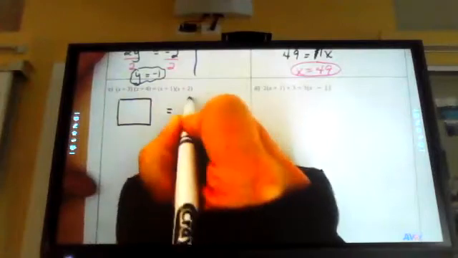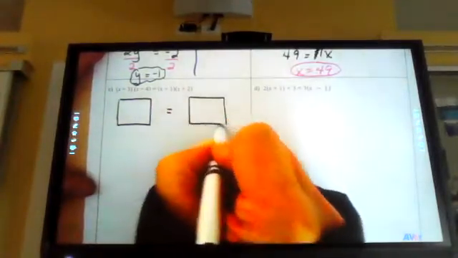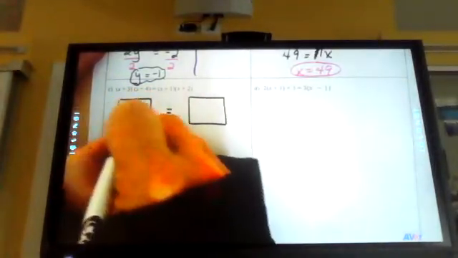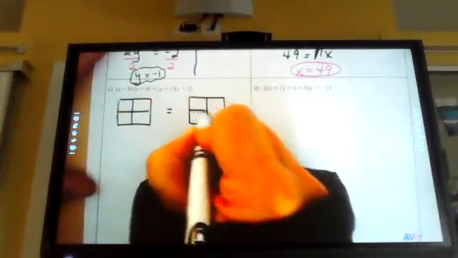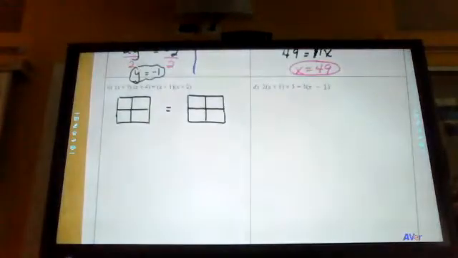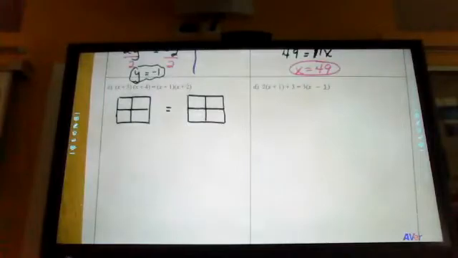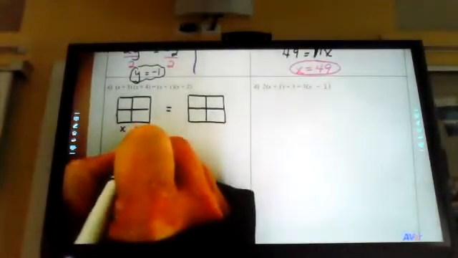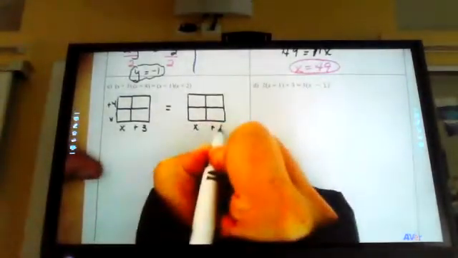So what I'm going to do is rewrite these guys to help me understand the problem better. If the way it looks is confusing, stop and rewrite the problem. You can always make it look easier. So I have an x plus 3 and an x plus 4. That's my length and my width. On the right-hand side, I have an x plus 1 and an x plus 2.